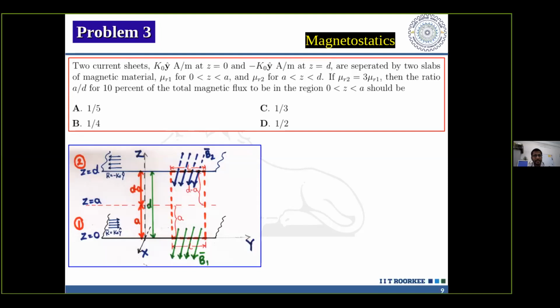There we put an Amperean loop, and then we try to find magnetic fields. I cannot really start explaining all the things involved, but I can direct you to Griffith's book where it is done in two steps. This is nothing but applying Ampere's law to planes which are carrying uniform current K, a K naught y cap or any K naught, any current which is uniform throughout the plane.